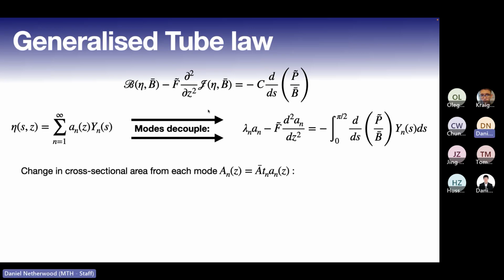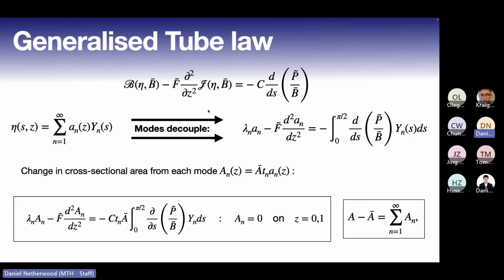Then we say a tube law is a relationship between pressure and the change in area. So what we'd like to do is take our system for the axial modes and write that in terms of the change in cross-sectional area. It turns out you can do this. We showed that you can write the nth mode's contribution to the change in cross-sectional area as a multiple of the axial mode An. Long story short, you can write this uncoupled system of ordinary differential equations for An in terms of what is a significant result for me, which is the change in cross-sectional area.